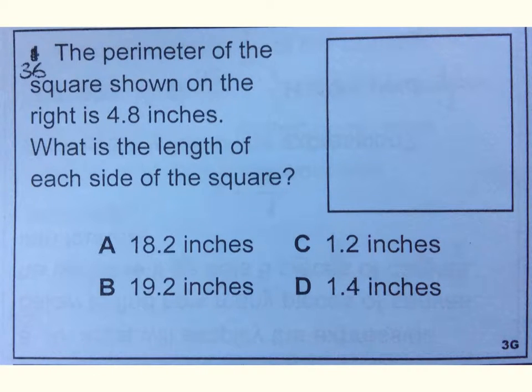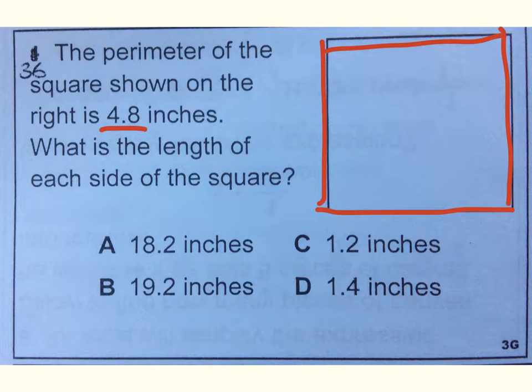Number 36. The perimeter of the square shown on the right is 4.8 inches. What is the length of each side of the square? Remembering, it's adding up all the sides, 4 equal sides, that will give you 4.8. So what do you need to do to find 1?